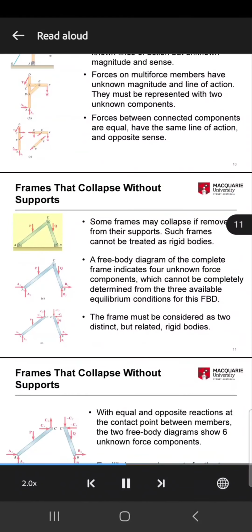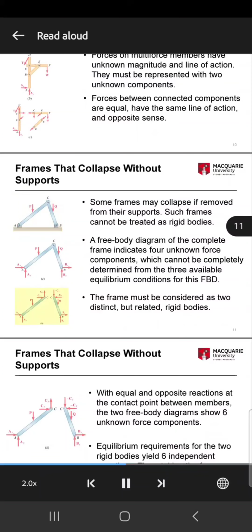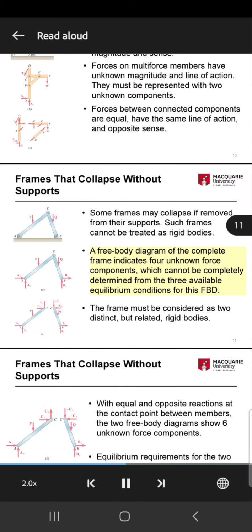Frames that collapse without supports. The frame is supported by pins at A and B. Vertical loads P and Q are applied to members AC and DC. A free body diagram of the complete frame indicates four unknown force components, which cannot be completely determined from the three available equilibrium conditions for the rigid body.